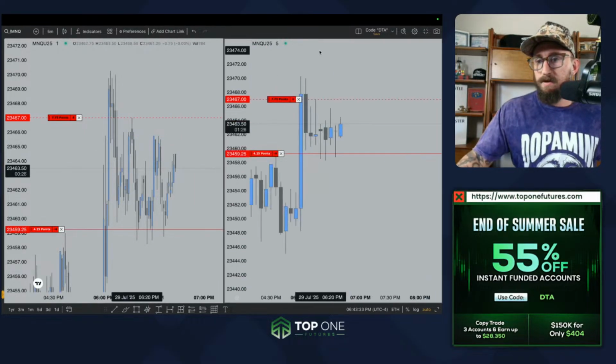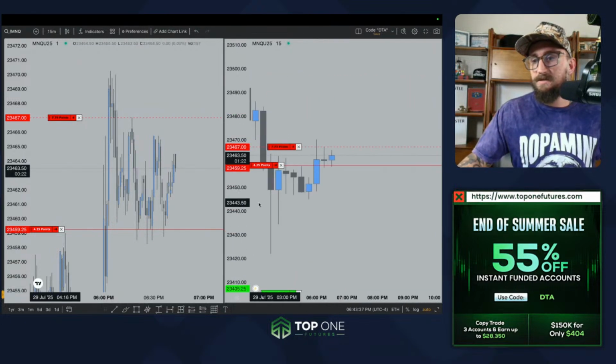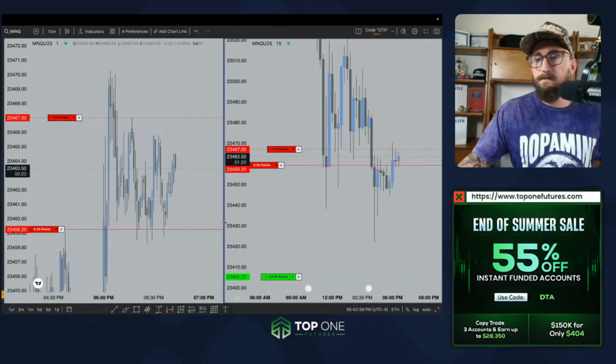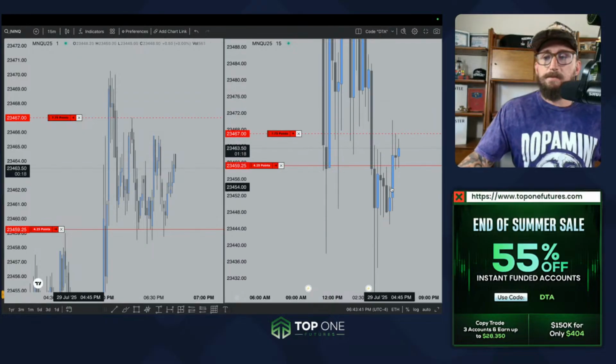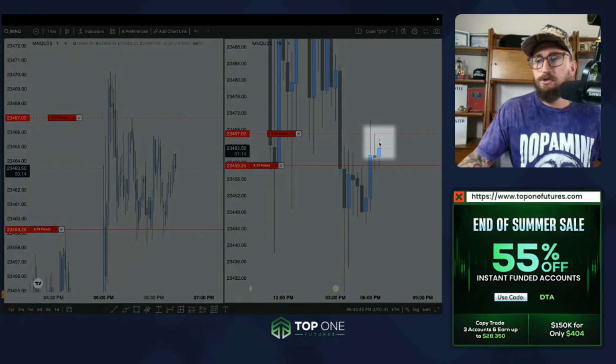5 minutes there, 15 minutes. Let's see what we're looking like. Still inside bar on the 15-minute, almost 30 minutes consecutively. It's almost a double inside bar. So this thing's going to break at some point. Just know that. This is what we have right here. Double inside bar structure.